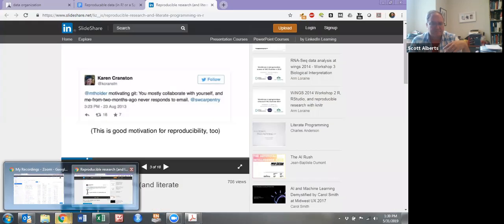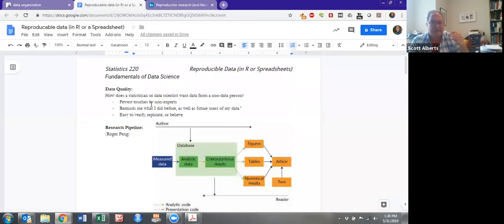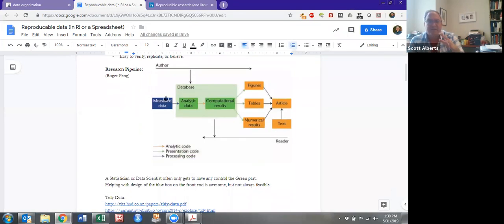On the handout I have a little image from Roger Peng, who's a biostatistician at Johns Hopkins. He talks about the research pipeline, which of course not all our data is research, but the idea that the data is collected somehow, then stuff is done to that. This is the part where we're usually active, this green box, we as data scientists. Then it's turned into some communicatable results here in gold.